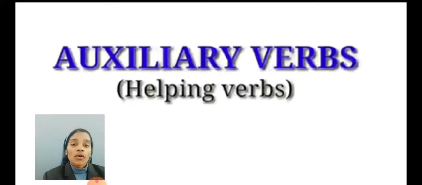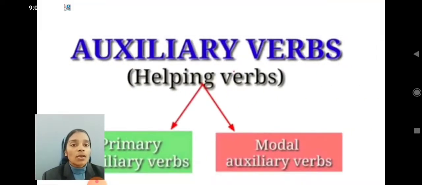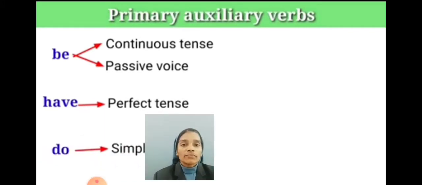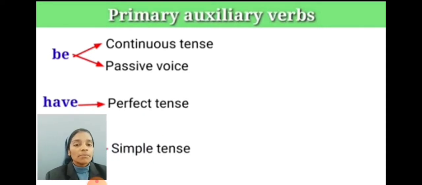There are two types of auxiliary verbs: primary auxiliary verbs and modal auxiliary verbs. Dear students, in the previous class, we were going through the primary auxiliary verbs. The primary auxiliary verbs have three families: be family, have family and do family. Be family we use in continuous tense or in passive voice. And have family we use in perfect tense, and do family we use in simple tense.